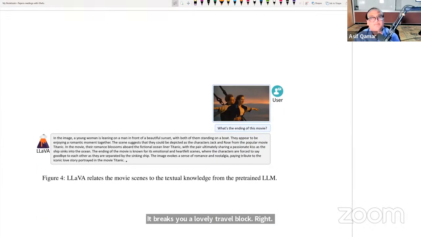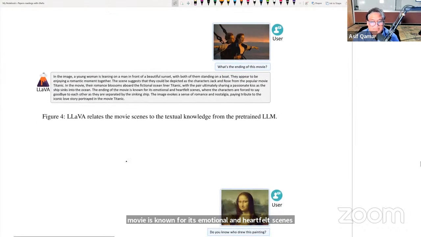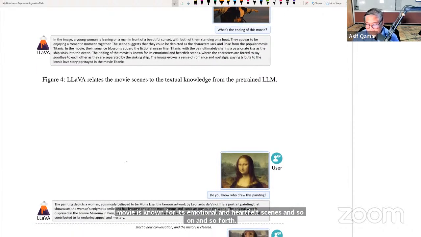Now, last week or this week itself, I think we did this iconic picture from the Titanic. What is the ending of this movie? If you remember, Blip was rather laconic. It said they die, right? So this is, you would agree, a huge improvement over this. In this image, a young woman, and so on. The ending of the movie is known for its emotional and heartfelt scenes and so on and so forth. Right? And it's pretty detailed.